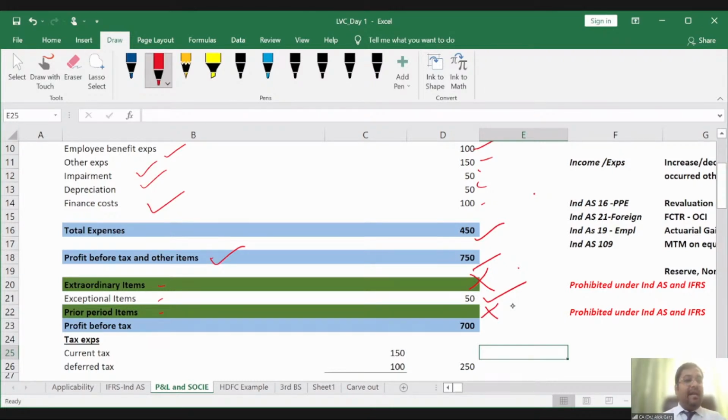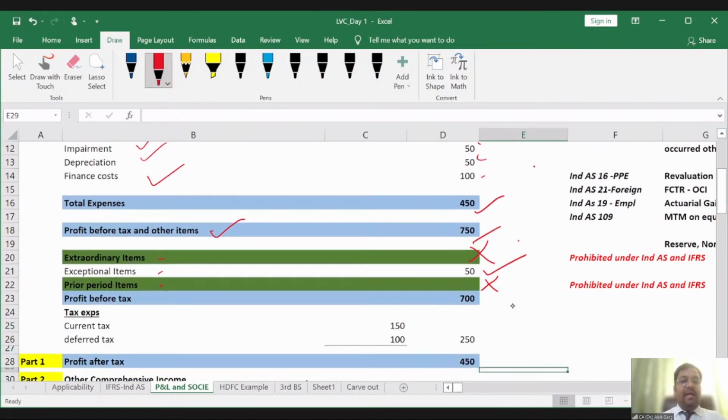But yes, exceptional has to be there. Why? Because it is important to understand what is the exceptional thing which has happened in the current year, in a particular year or in a particular period. So guys, in Ind AS or IFRS P&L, the concept of extraordinary is not there. The concept of prior period item is not there, although this concept was specifically there in the accounting standard P&L, right?